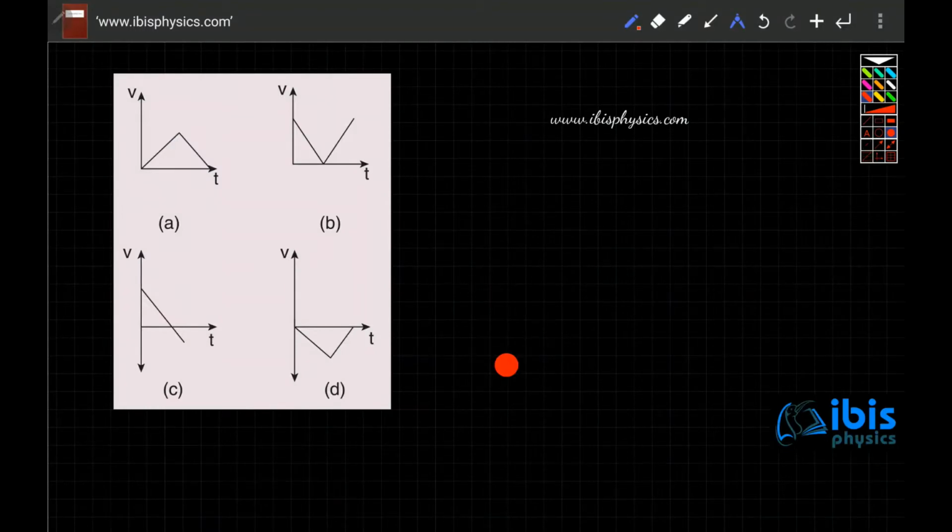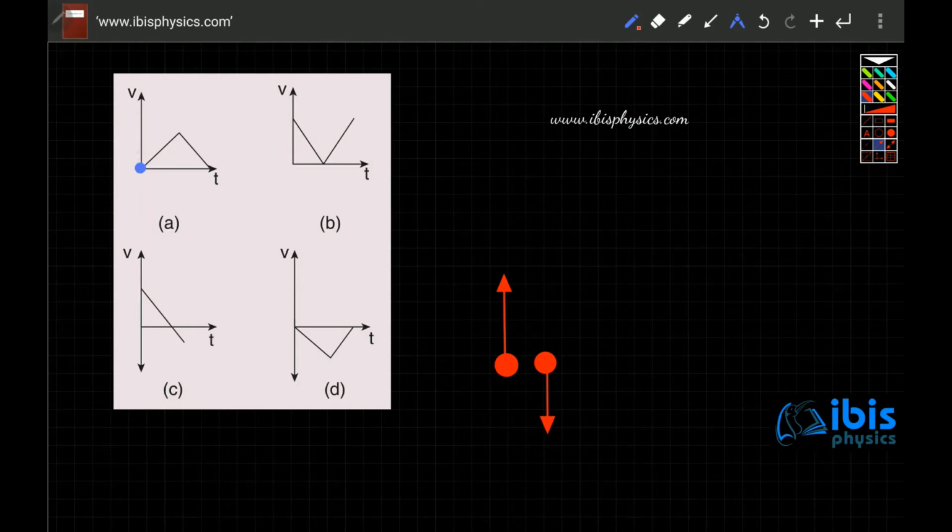So a ball is projected vertically upwards. What is the graph of this ball moving up and coming back to the same position? How would the graph look like? That's a question. And before we answer the question, let us try to understand this.